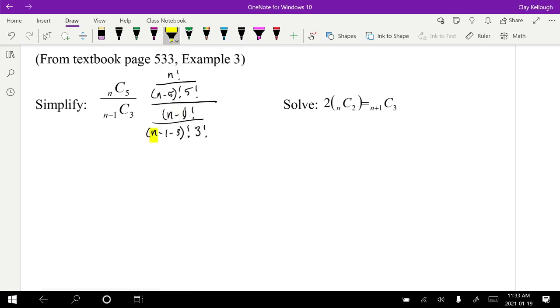Move number one, I might as well simplify that. What's n minus 1 minus 3? It's n minus 4, right? Move number two, what happens in fraction land when you do a divide? You multiply by the reciprocal, right?